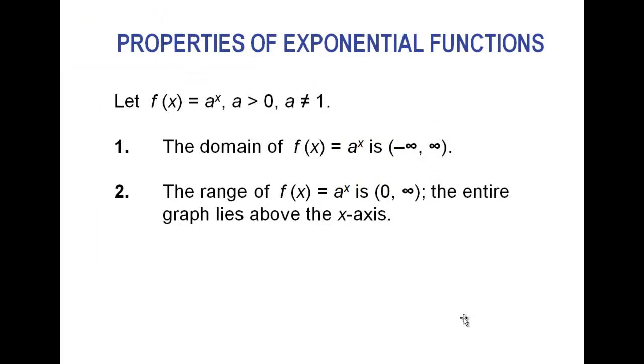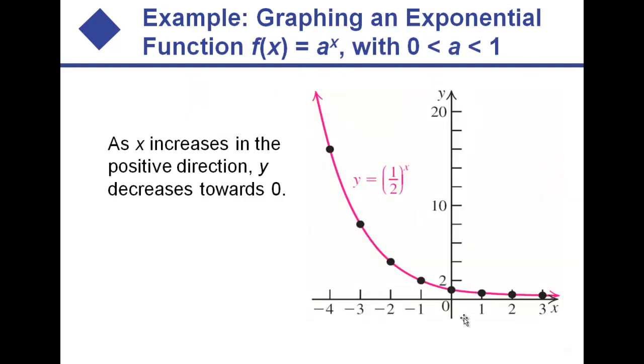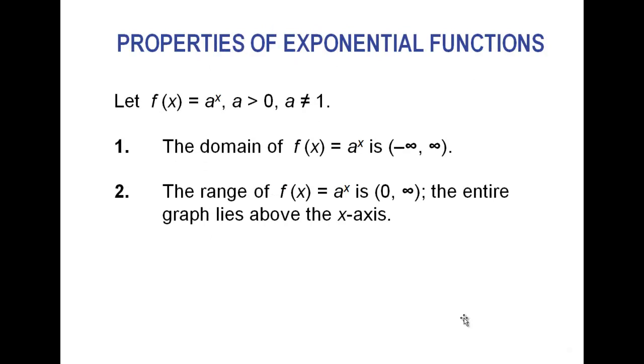Properties of the exponential function. The domain of the exponential function is everything, right? As long as a is a positive number not equal to 1, we can raise it to any power we want. So negative infinity to infinity. And then the range of a to the x is always going to be 0 to infinity, both with round brackets. Look at our previous pictures, right? That one is going to be 0 to infinity, and that one's also going to be 0 to infinity. Okay?